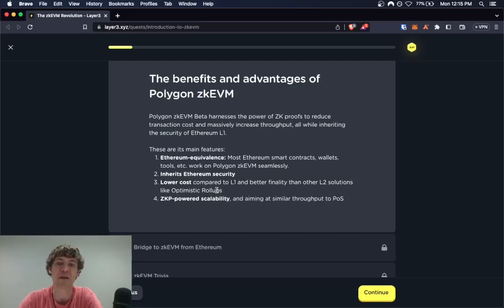like optimistic rollups. Just the way that the technology verifies transactions and approves them and puts them into the blockchain, it's a lot more secure, and it's more verifiable than optimistic. And ZKP powered scalability, aiming at similar throughput to proof of stake.